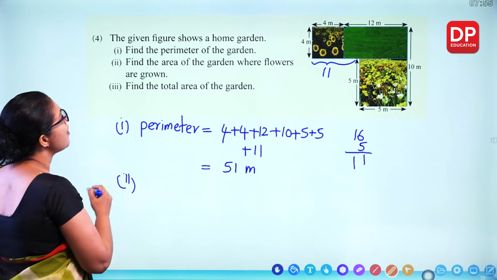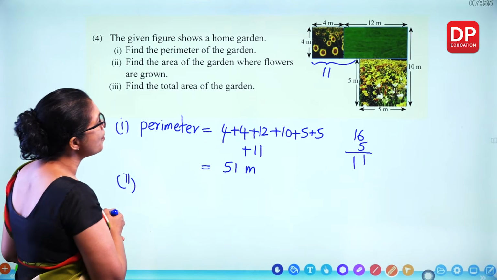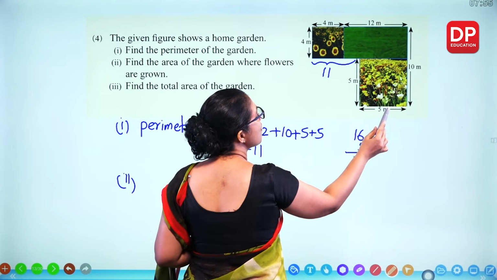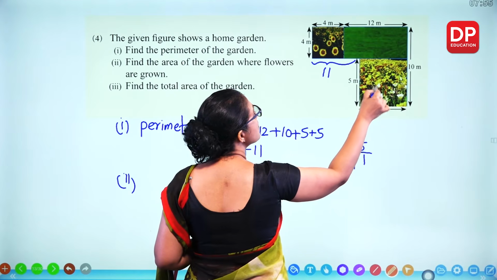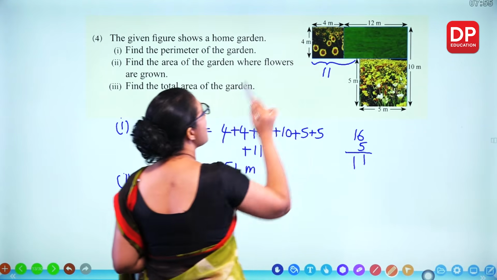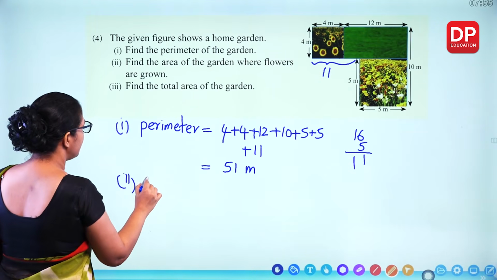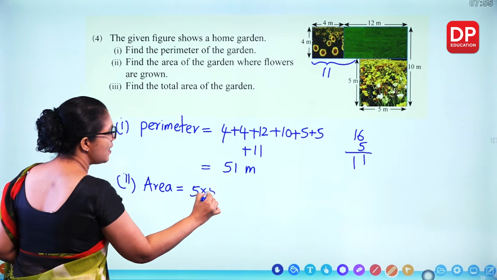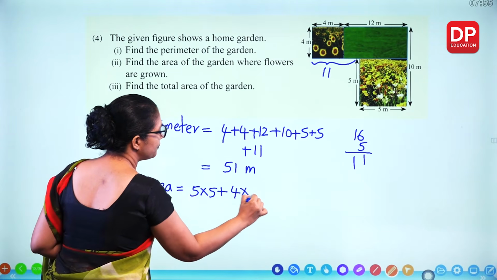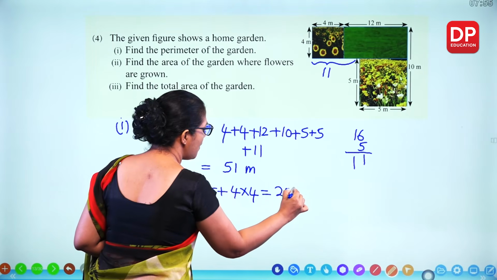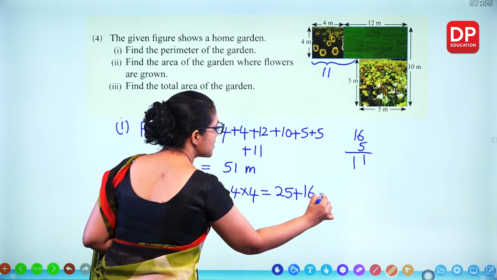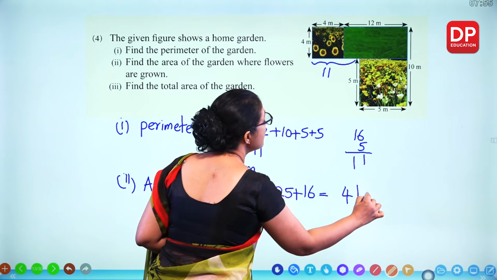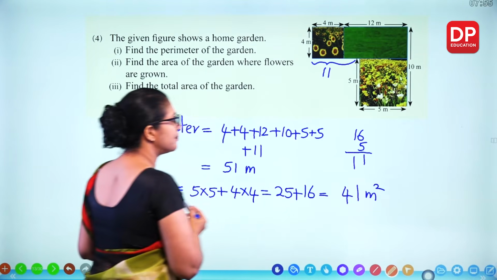Second one, find the area of the garden where flowers are grown. This area and this area. So what's this area? 5 times 5, it's a square. 4 times 4, another square. So area is equal to 5 times 5 and 4 times 4. So 25 plus 16. What's the answer? 41 square meters.